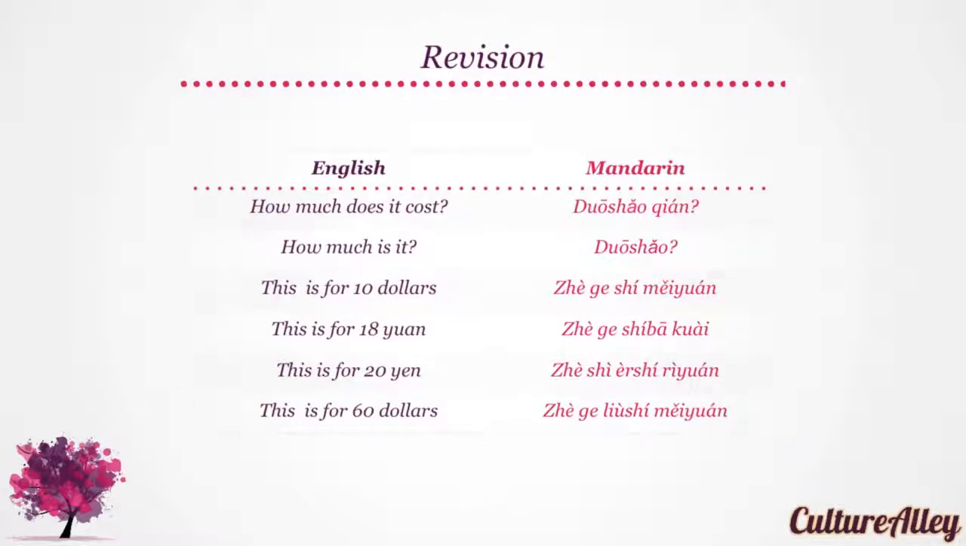Great! Now let's go over all the phrases we've covered in this lesson. How much does it cost becomes 多少钱? While how much is it simply becomes 多少. This is for $10 translates as 这个10美元. And this is for 18 yuan becomes 这个18块. Also, this is for 20 yen, becomes 这是20日元. And lastly, this is for $60 translates as 这个60美元. Wonderful! We are through with today's lesson.